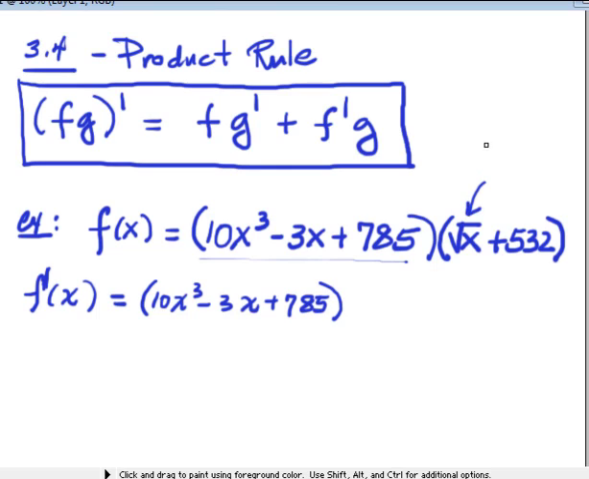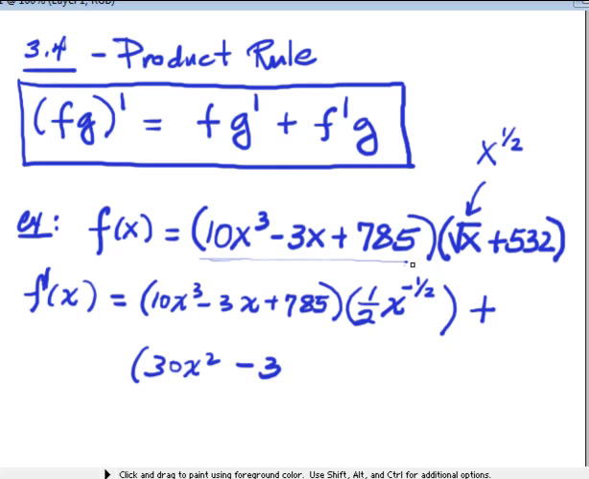Now, to take the derivative of the second, let's rewrite this as x to the 1/2. All right, the derivative of the second, that would be 1/2 x to the 1/2 minus 1, that's x to the minus 1/2, plus 0. Okay, so that's the derivative of the second function, plus the derivative of the first function, so that's 30x squared minus 3 plus 0. That's the derivative of the first function times the second. All right, so that's times the square root of x plus 532. Okay, and that's all there is to do there.